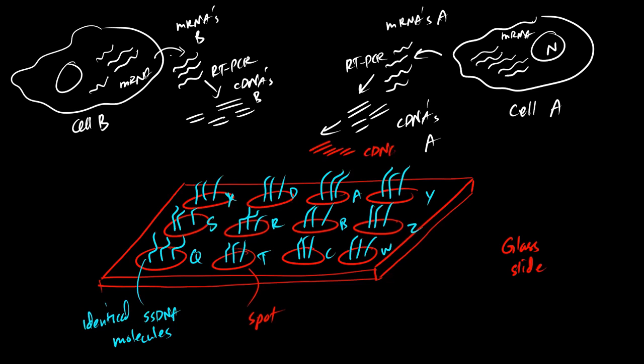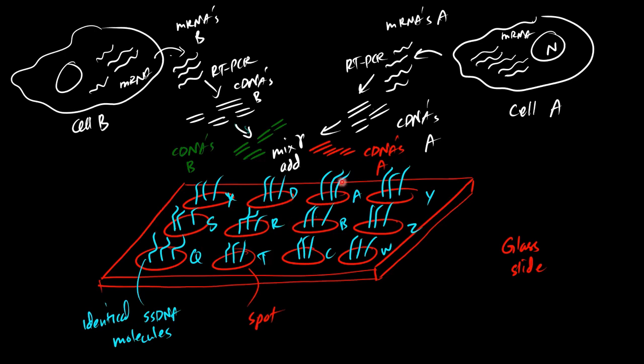So here we have cDNA A, and then we add a fluorescent dye for cDNAs from cell B, so that all the cDNAs from cell B will become green. So we give the cDNAs from cell A a red color, the cDNAs from cell B a green color, and then we mix them together, mix the cDNAs and add to the slide.